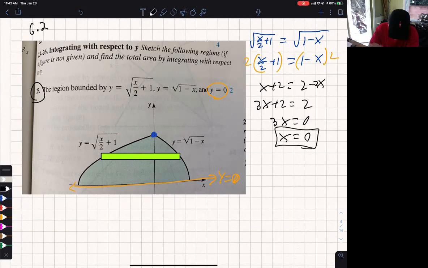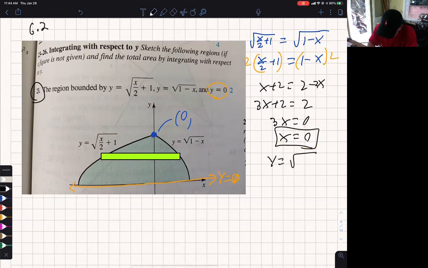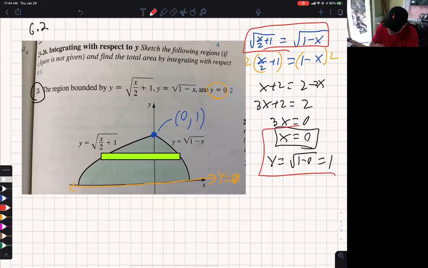But that's the x coordinate. What's the y coordinate there? I need to figure that out. So do I plug this into this equation or that equation? Which one? And the answer is either one, because they have the same y value there. So they both better get you the same value or you're in trouble. So I would say y equals square root of 1 minus 0, which is 1. So now I've found the coordinates of that. So I would have given you a point for that and a point for finding your x and y coordinates if this were a quiz or a test.